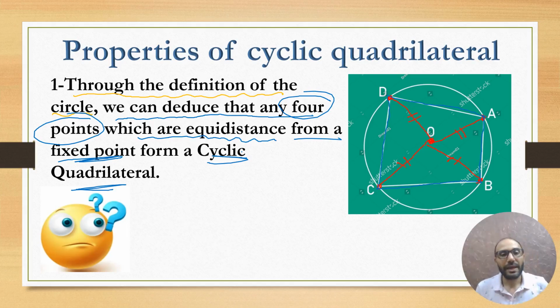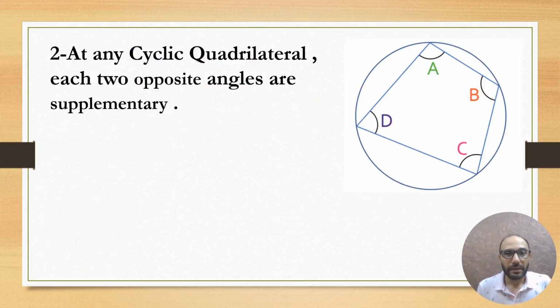Okay, and now let's go to the next of the properties of the cyclic quadrilateral. You notice here a circle, and there is a quadrilateral whose four vertices A, B, C, and D lie on one circle. In any cyclic quadrilateral, you can find that each two opposite angles are supplementary.